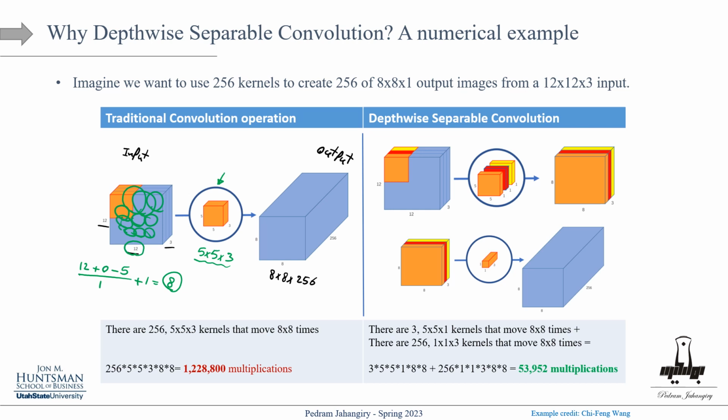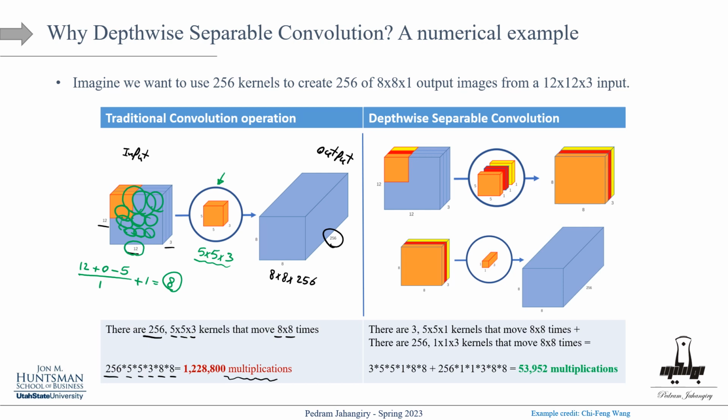And then at the end of it, we're going to repeat this process 256 times because we want to have 256 filters. So what is the number of calculations? 256 of these 5 by 5 by 3 filters, moving around 8 by 8. So the final number of calculations is 256 by 5 by 5 by 3 by 8 by 8. If you do the math, you're going to get 1,228,800 multiplications. Remember, this is multiplications, not the number of parameters. The number of parameters, of course, is going to be a lot less. Okay, so that's the standard convolutional operation.